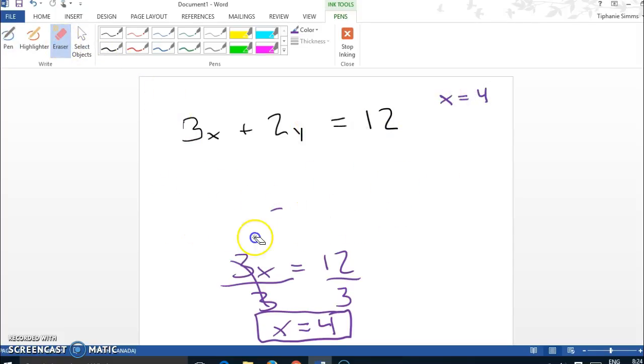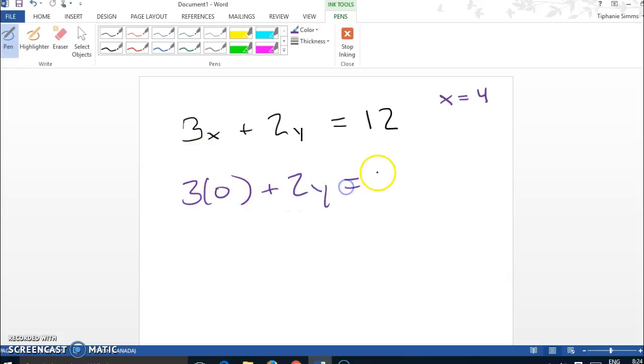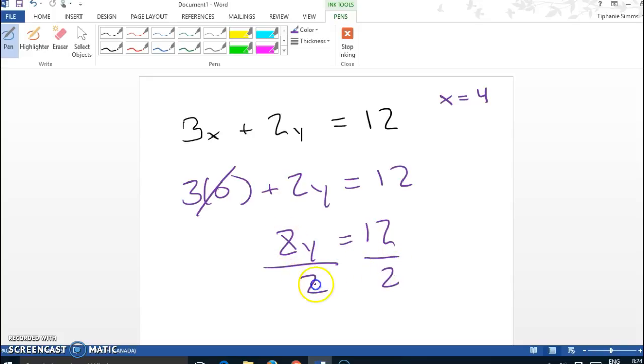Now we're going to do the same idea, but find the y-intercept. So we're going to make x 0. So it's going to be 3 times 0 + 2y = 12. Effectively, this term is gone, and we just have 2y = 12. Again, I'll divide both sides by 2, and y = 6. So the line of this graph is going to hit the y-axis at 6. Now we're going to use that information.